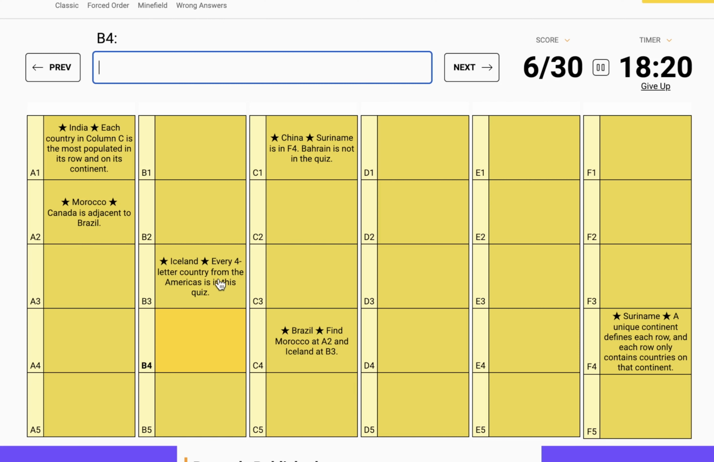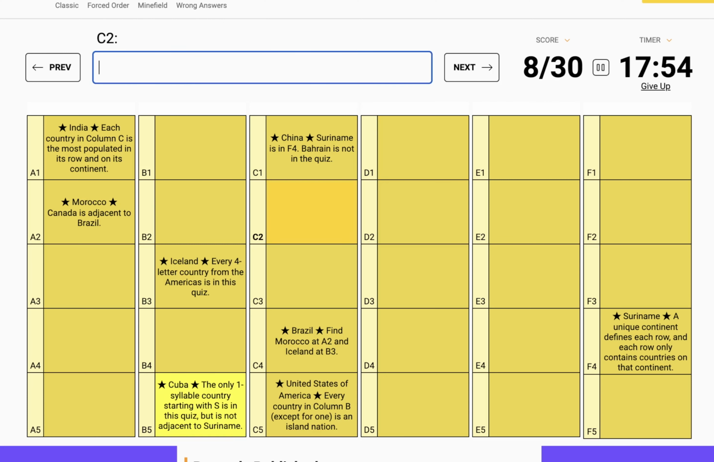Okay, so since we have both North and South America represented, I think that forces this to be the United States, because it is the most populous in North America. Okay, so every country in column B, except for one, is an island nation. So South America has no island nations, so that makes sense. And I think this is going to have to be Cuba because of the four-letter word.